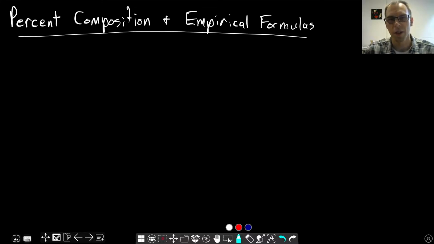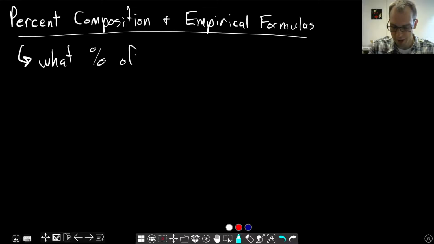In addition to using chemical equations and reactions to calculate stoichiometry, we can also use the idea of a mole to get at what we call percent composition and use this to determine empirical formulas for compounds. Let's first of all define what we're talking about here. Percent composition is thinking about what percent of the mass of a compound belongs to a particular element.